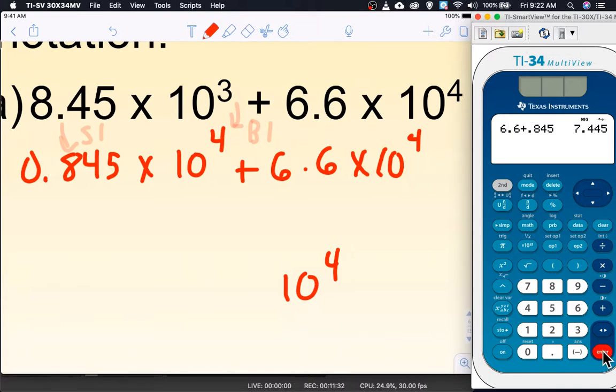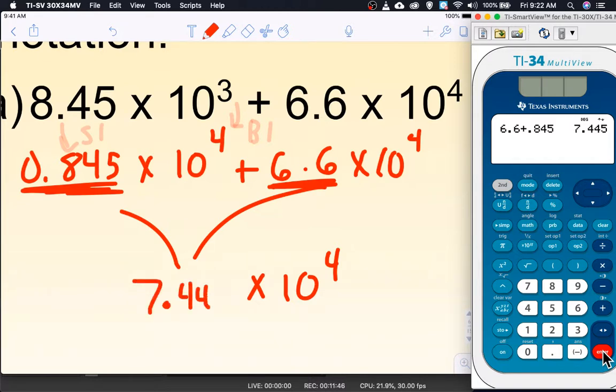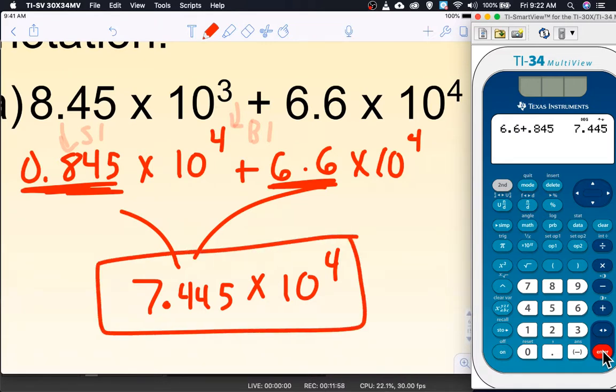Hey, my head worked and my calculator skills were terrible. I was able to do it in my head. I just added this decimal piece plus this decimal piece together, and I did get 7.445, even though I had trouble with the calculator. And I'm double checking: is my answer in scientific notation? Yes, it is. So we're done.